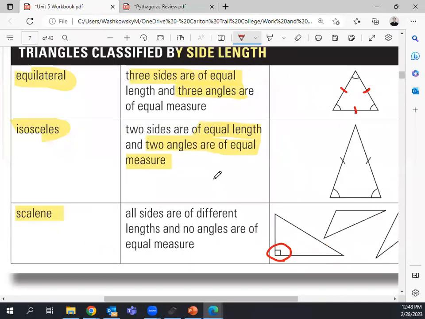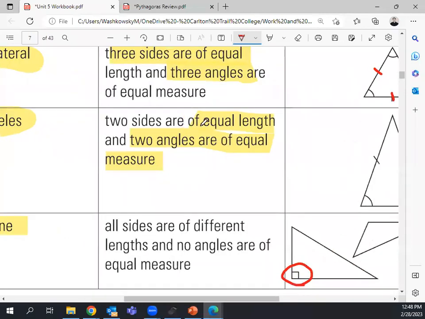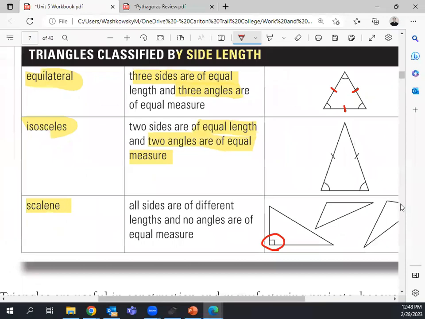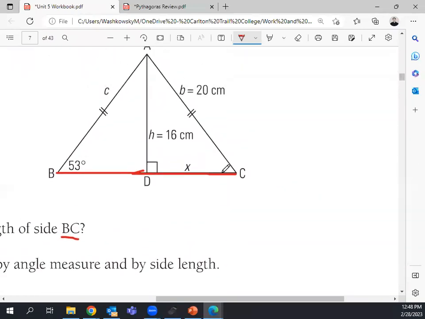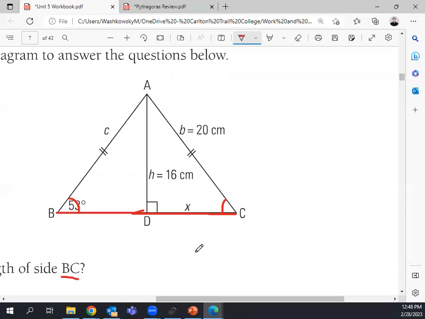So it's an isosceles triangle. So I know that two sides equal length means two angles are the same. Look how these two angles are the same, how these sides are. Okay, I know these two angles are the same right here as well. I can use that because I know it's an isosceles triangle.